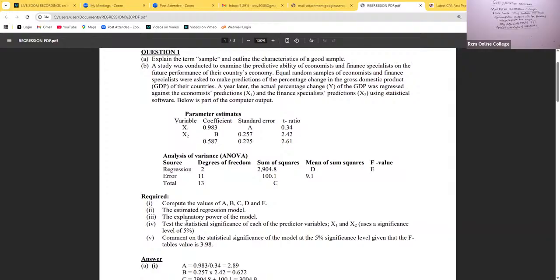Number 3, we test the explanatory power of the model. Number 4, test the statistical significance of each of the predictor variables, x1 and x2, using a significance level of 5%. Comment on the statistical significance of the model as a whole at 5% significance level, given that the F table's value is 3.98. So this question, ladies and gentlemen, I will be able to get 100%.